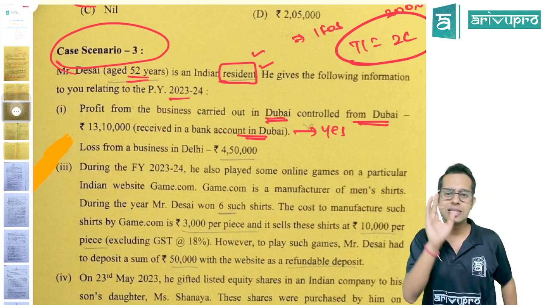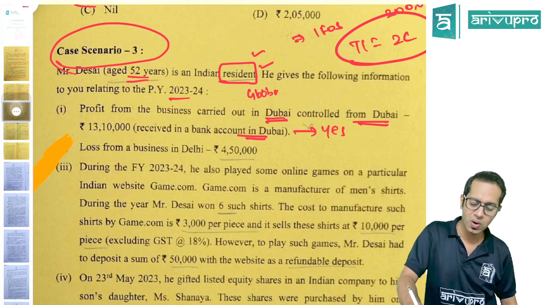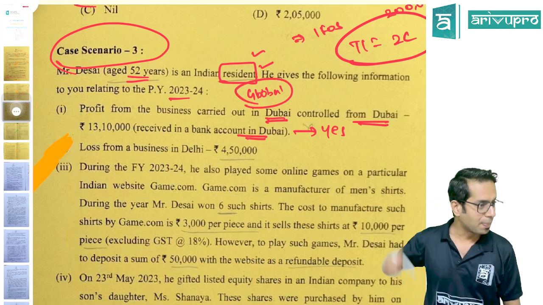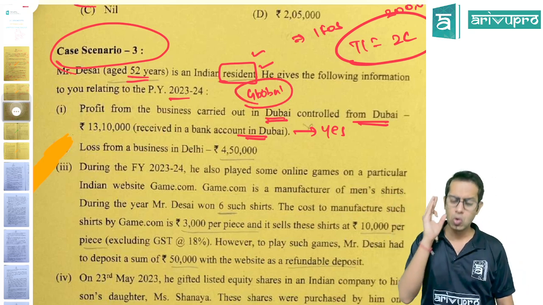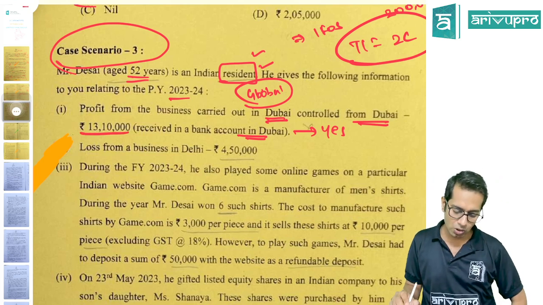If you are a resident person, then your global income will be taxable in India. Therefore, this entire 13,10,000 will be taxable in India.